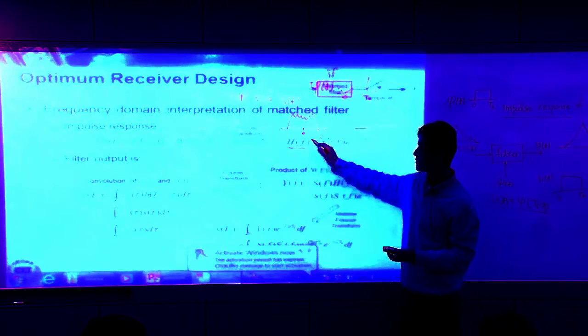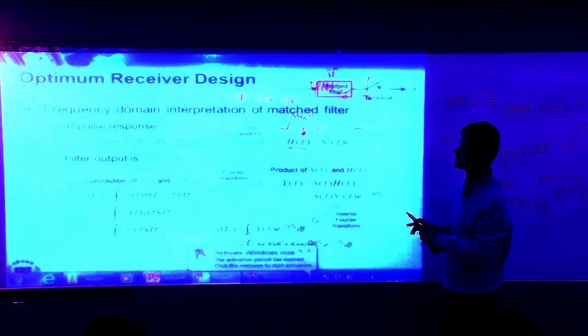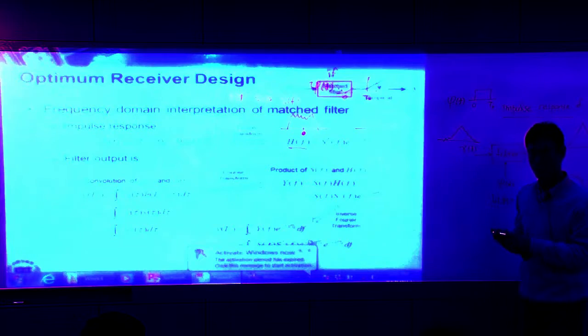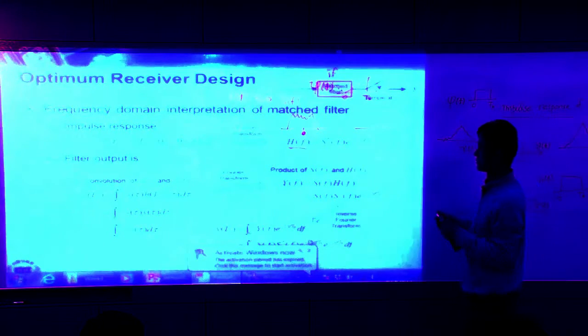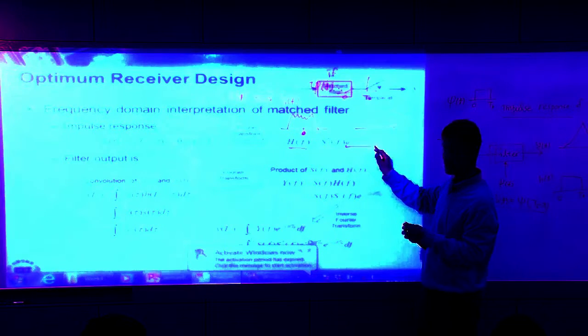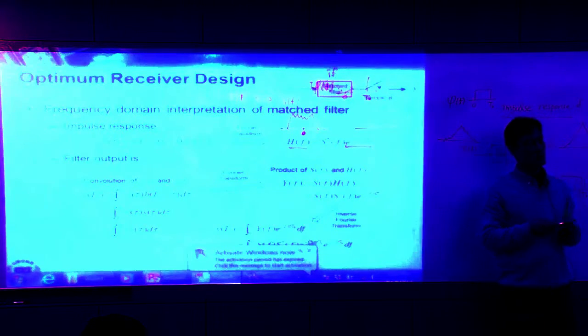Maybe we could put 0 here. What does it look like? This one right here, right? This one? This is a phase rotation.